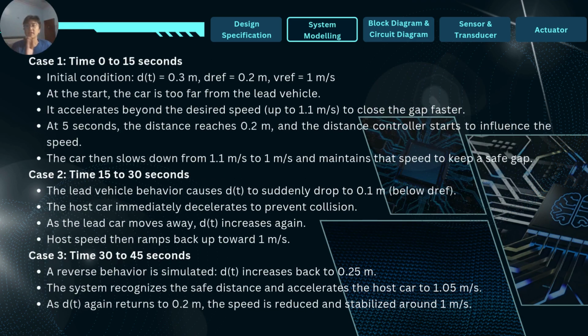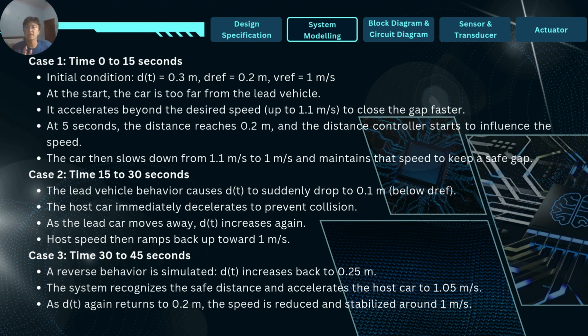The test runs 45 seconds and shows three key moments. From 0 to 15 seconds, the car starts too far behind the lead car, at 0.3 meter, and it speeds up to about 1.1 meters per second. It closes the gap, then settles at 1 meter per second once the distance hits the target of 0.2 meter.